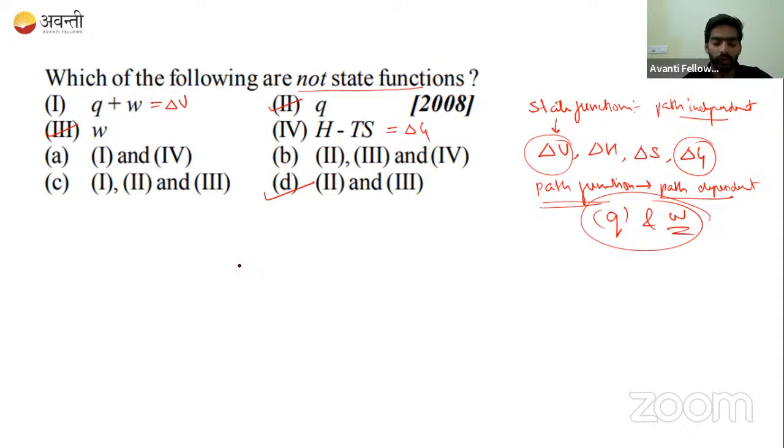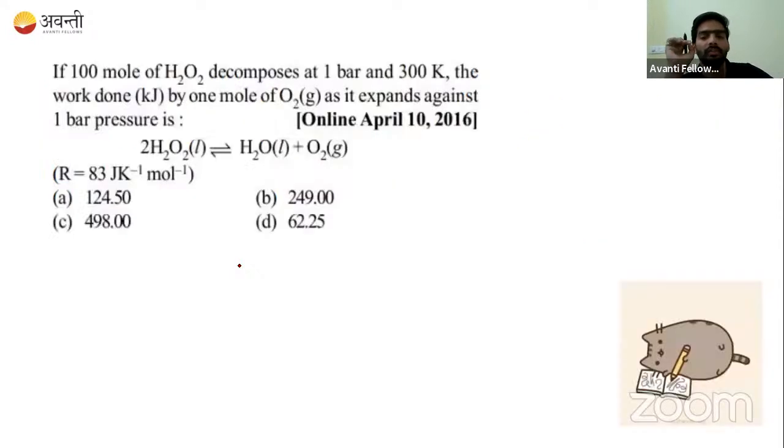And easy. So now moving on to another question. What does this question tell? If 100 mole of H2O2 decomposes at 1 bar and 300 Kelvin, the work done by 1 mole of oxygen gas as it expands against 1 pressure is... So this is given to you. This is homework for you. This question is homework for you. Just try to note down the question.